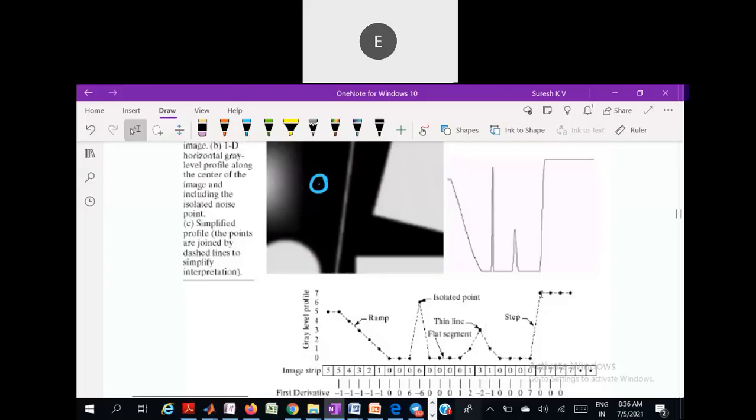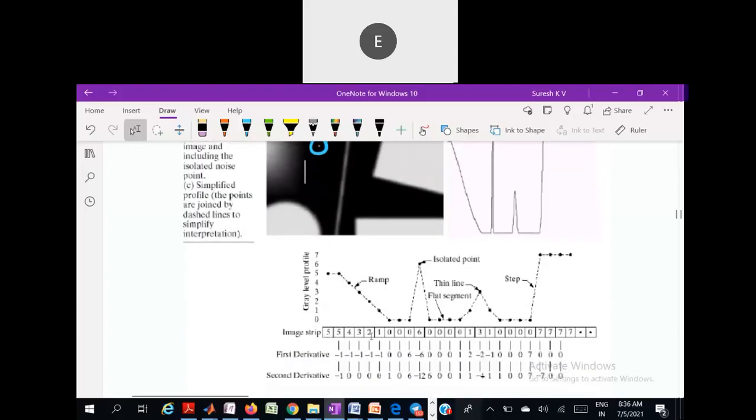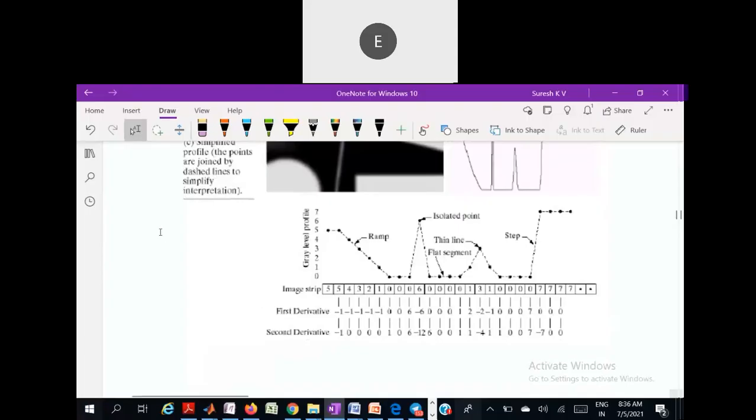Again it is constant and there is a sudden edge. From 0 it goes to 5 and remains at 5. Okay. So the values are shown here. 5, 5, 4, 3, 2, 1, 0, 0, 0. This is 6, then 0, 0, 0, then 1, 3, 1, then 0, 0, 0. The others are 7. Now let us take the first order derivative.